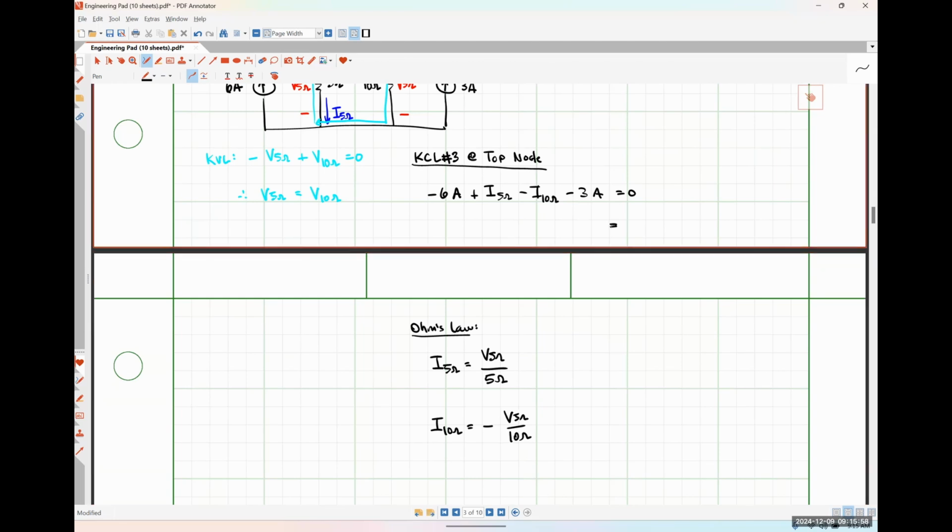So I'm just going to come back up here. I'm going to move the 6 amps and the 3 amps over, so that's going to give me 9 amps over here. I5 is V5 over 5 ohms minus I10. So I'm going to have minus negative, so that's plus V5 over 10 ohms is equal to 9 amps. And then I can solve this for V5 ohms. So let me do that really quickly.